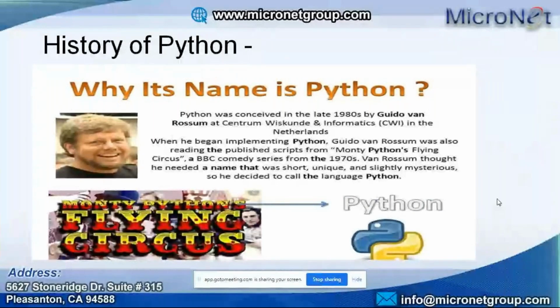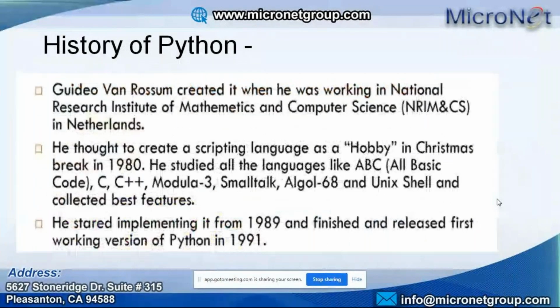He wanted the name of the language to be short, unique, and slightly mysterious. That's the reason he gave the name Python. There is no story about why a snake and all. He just liked the show and gave the name. That's it.